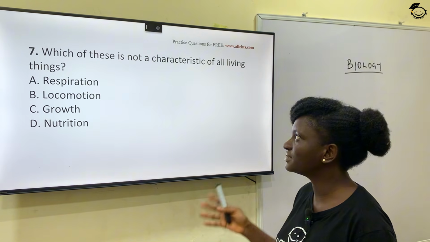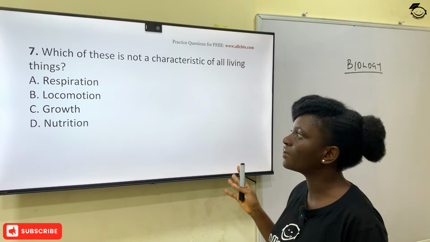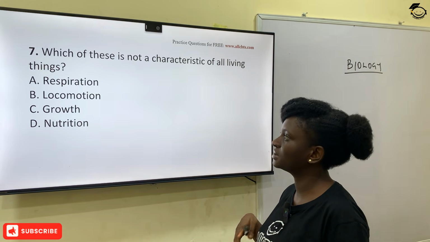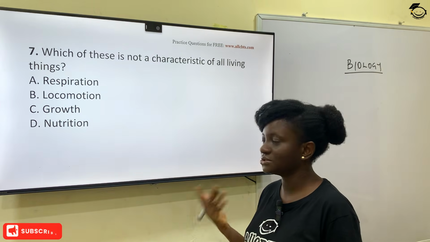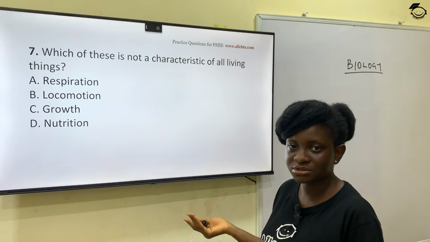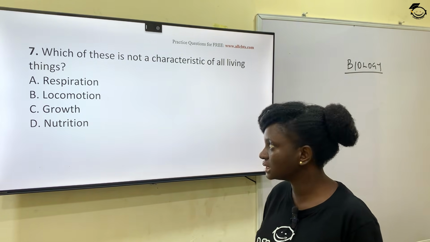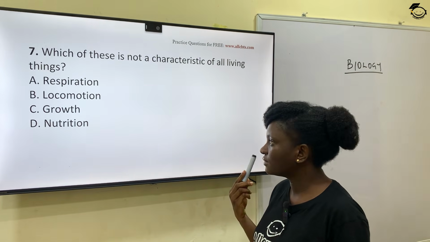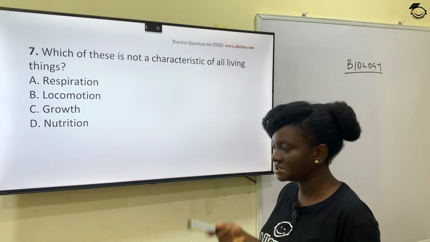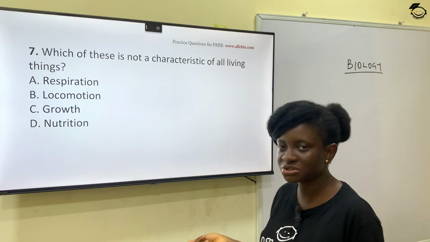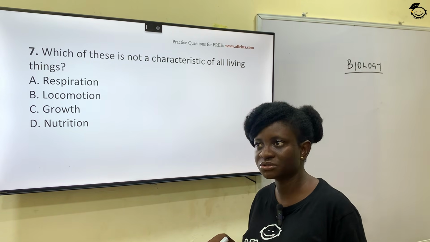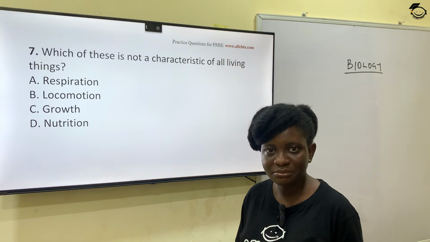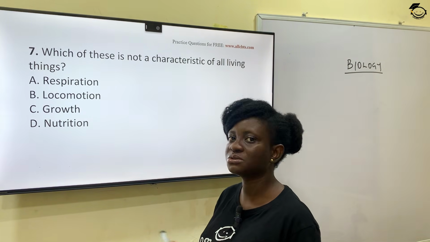Question 7. Which of these is not a characteristic of all living things? A, respiration, B, locomotion, C, growth, D, nutrition. Looking at the options, every living thing respirates, they breathe, they grow, they feed, that's nutrition. For locomotion, the meaning of locomotion is movement of the entire body from one place to another.